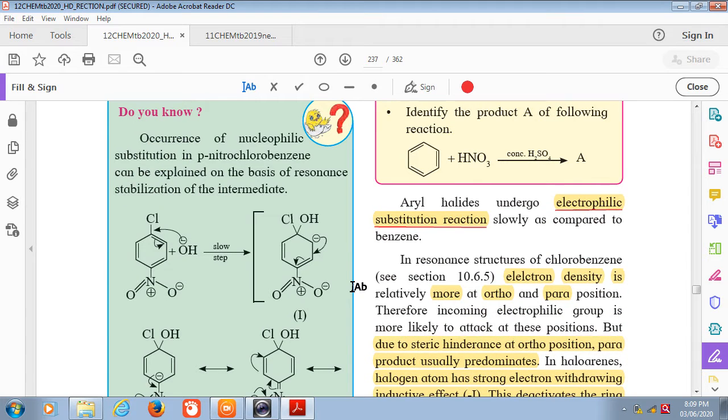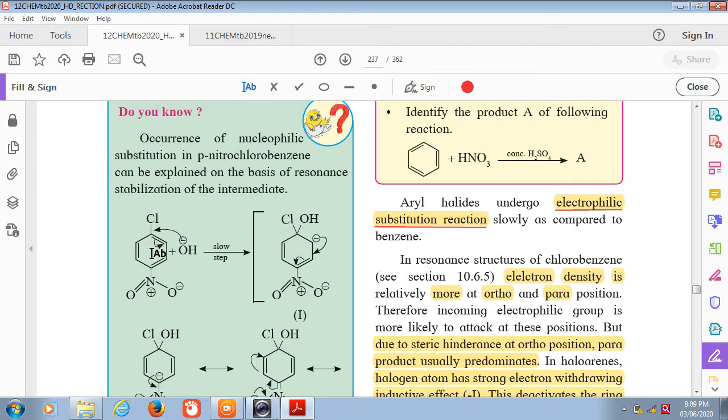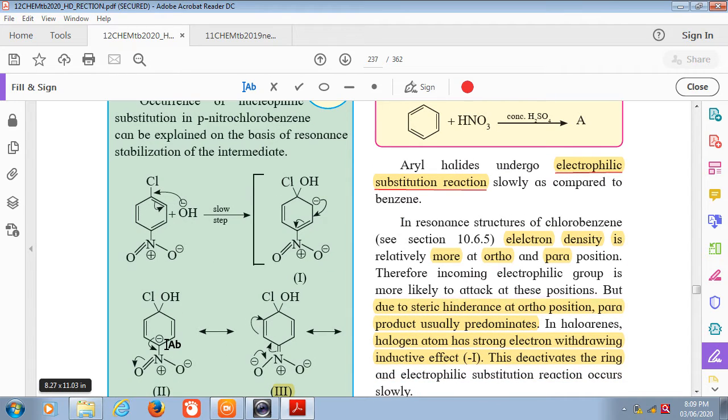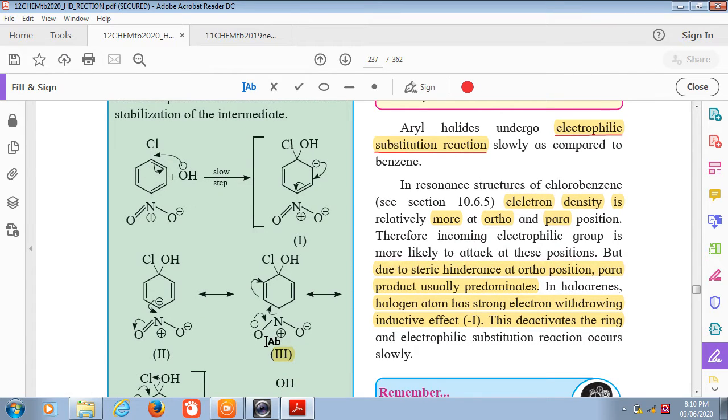So this can be understood by using the resonating structure. So para nitrochlorobenzene. So if the OH group is attached on this carbon, first carbon, then the electron pair between first and second is shifted to second carbon, and in the next resonating structure this negative charge on fourth carbon can transfer to oxygen of the NO2 group. So we can write one more resonating structure, which is the third resonating structure.